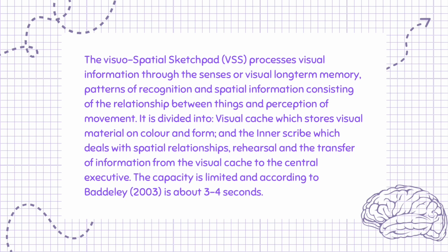The visuospatial sketchpad, VSS, processes visual information through the senses or visual long-term memory, patterns of recognition and spatial information consisting of the relationship between things and perception of movement. It is divided into visual cache, which stores visual material on color and form, and the inner scribe, which deals with spatial relationships, rehearsal and the transfer of information from the visual cache to the central executive. The capacity is limited and, according to Baddeley, 2003, is about 3 to 4 seconds.